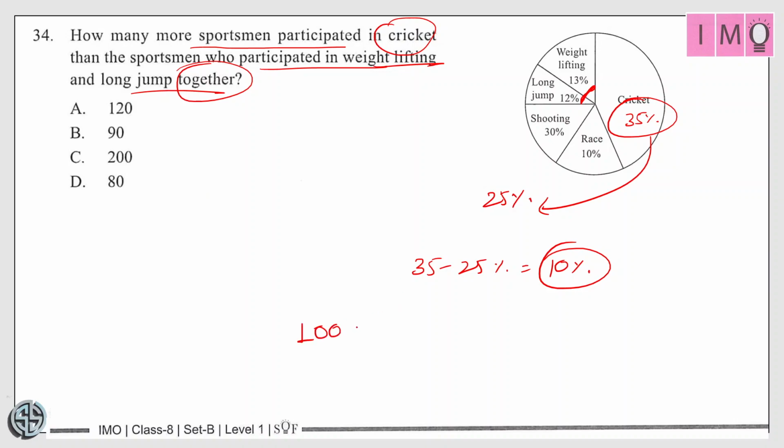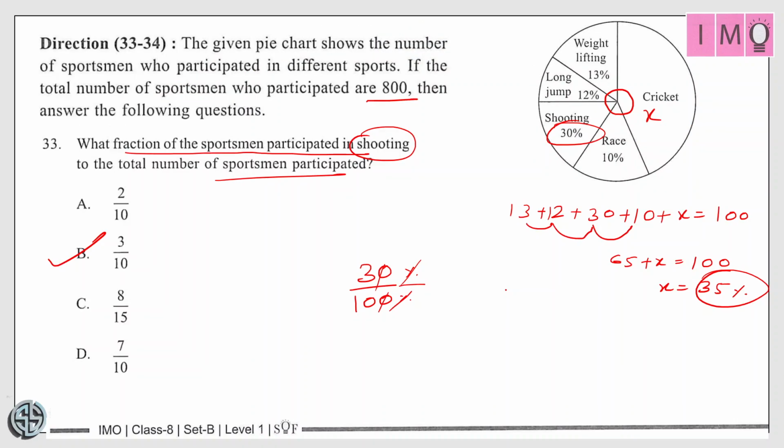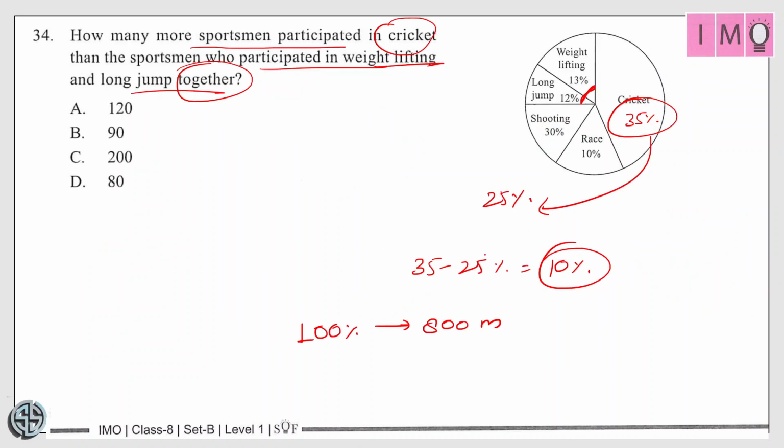So as we can see, 100% is equal to 100 men, right? There are a total 800 sportsmen who have participated, representing 100%. So you have to tell how much 10% will be representing. Definitely it will be representing 80 sportspersons, right? So option D is the correct answer.